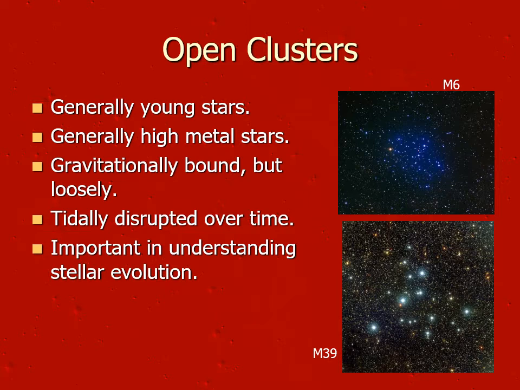Because they're in the plane of the galaxy, there's lots of other things nearby tugging on them, and eventually other things tugging on them pull them apart. We call this process evaporation. And so we would say that the star clusters evaporate over time. And so what happens is that they disrupt, they dissipate.